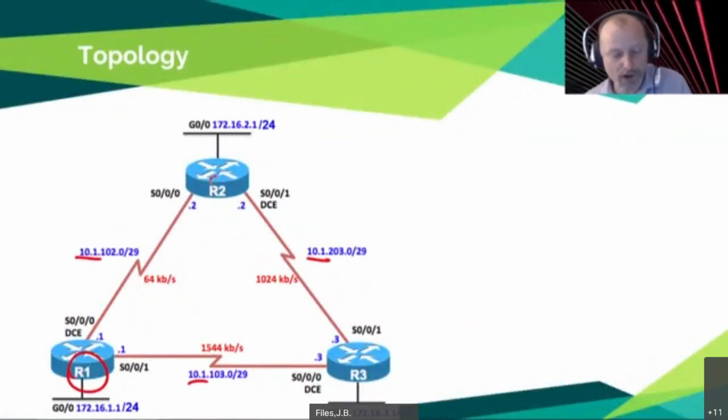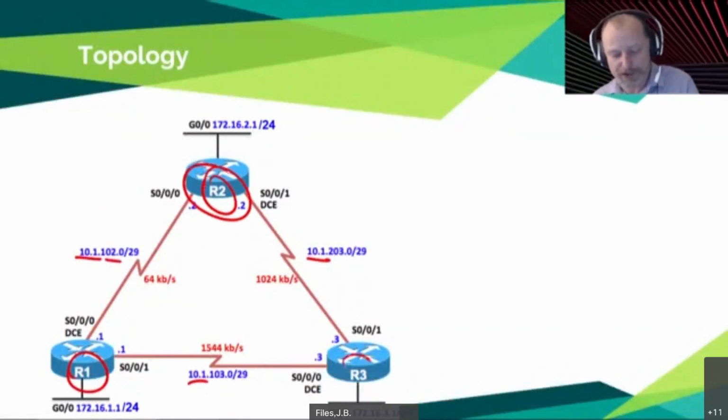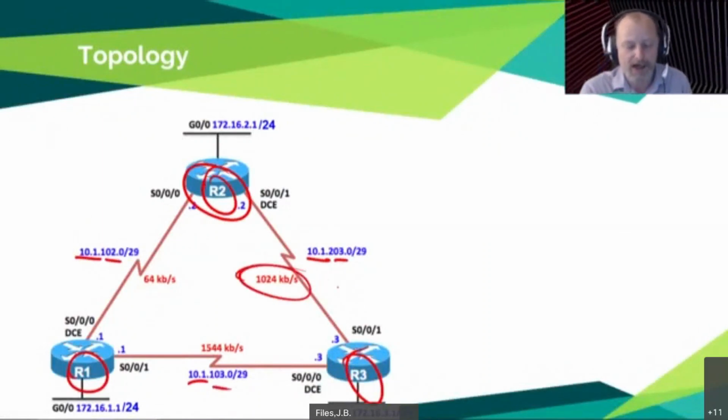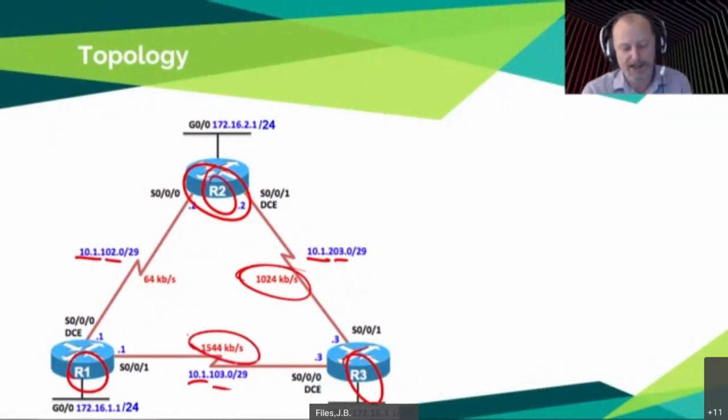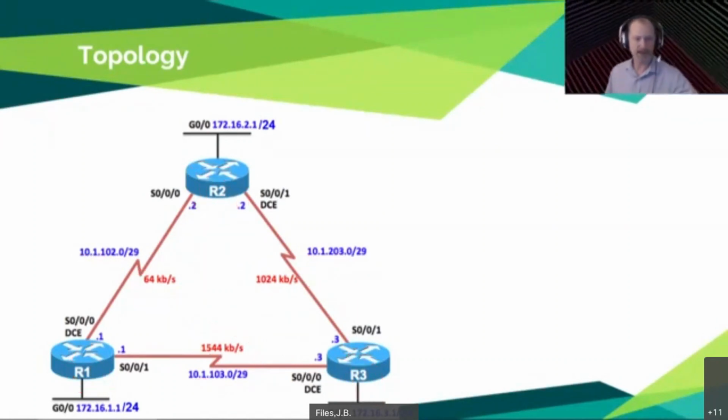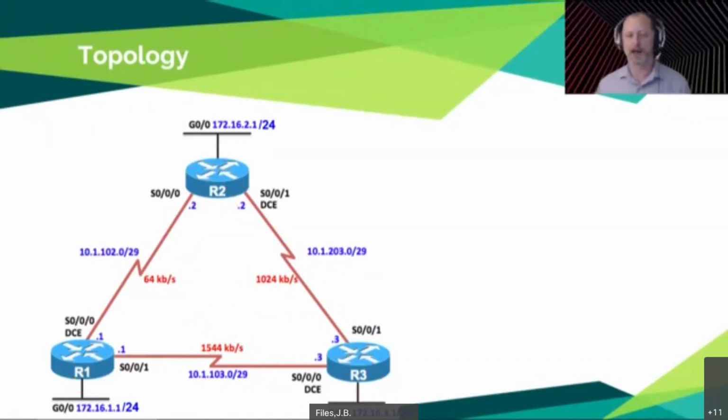And from router 1 to 2, it's subnet 102. From router 2 to 3, it's subnet 203, and then 103. Okay. Notice we have 1024 kilobits per second, T1 speed over here, 64K over here. Okay, so that's the topology.